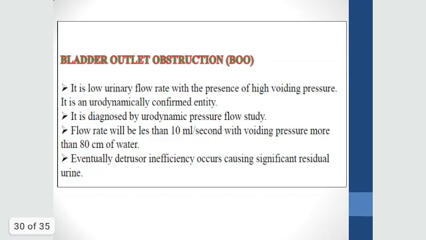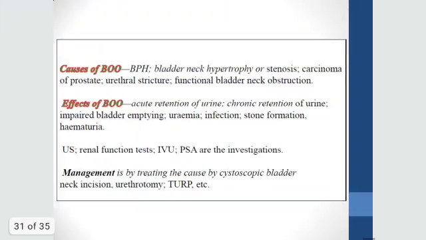Then we come to bladder outlet obstruction. It is low urinary flow rate with presence of high voiding pressure. It is a urodynamically confirmed entity. It is diagnosed with urodynamic pressure flow study. Flow rate will be less than 10 milliliter per second with voiding pressure more than 80 centimeter of water. Eventually, it causes detrusor insufficiency because of significant residual volume.